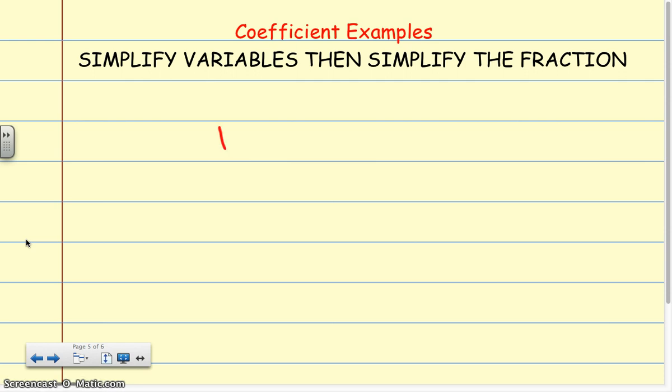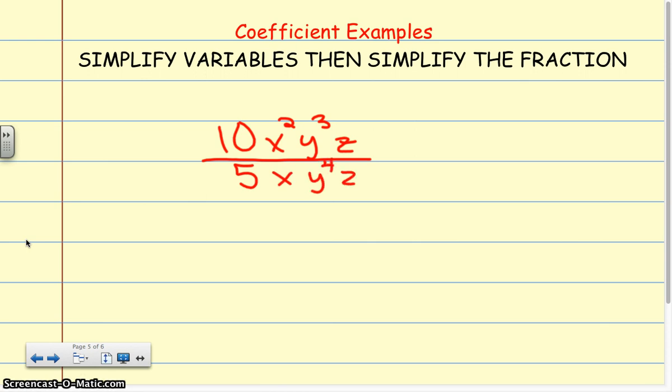What I mean is you might have something like this, 10x squared y cubed z over 5x y to the 4th z. You might have something like that, and it's going to tell you to simplify that exponential expression. What I would do, I would just kind of not worry about my coefficients, okay, personally. And I deal with the exponents that I have.